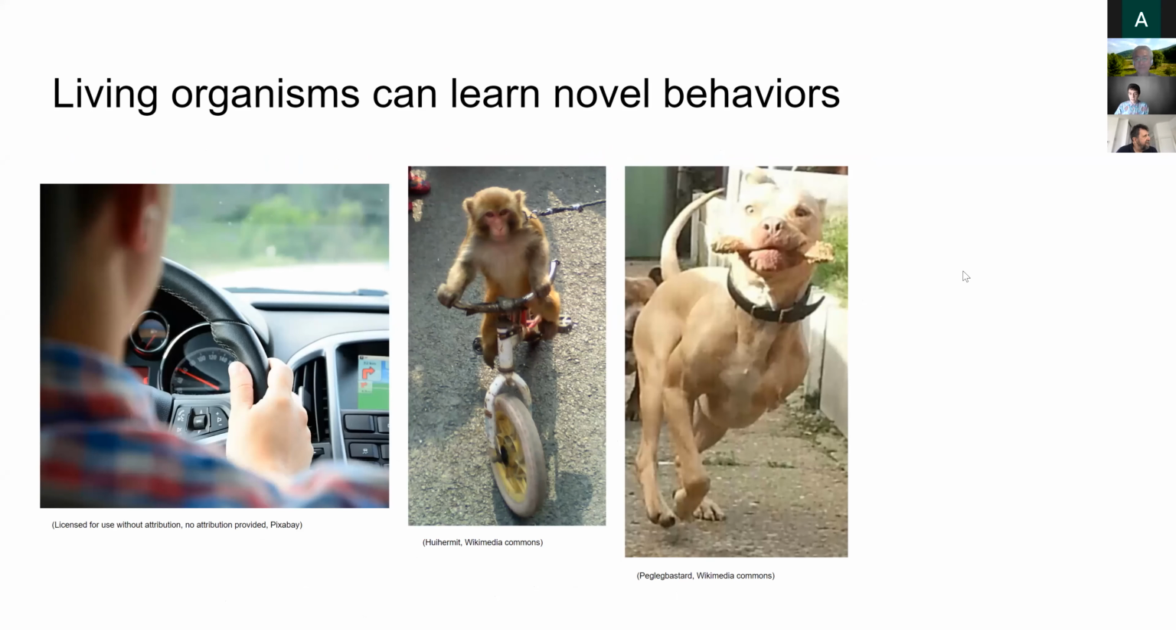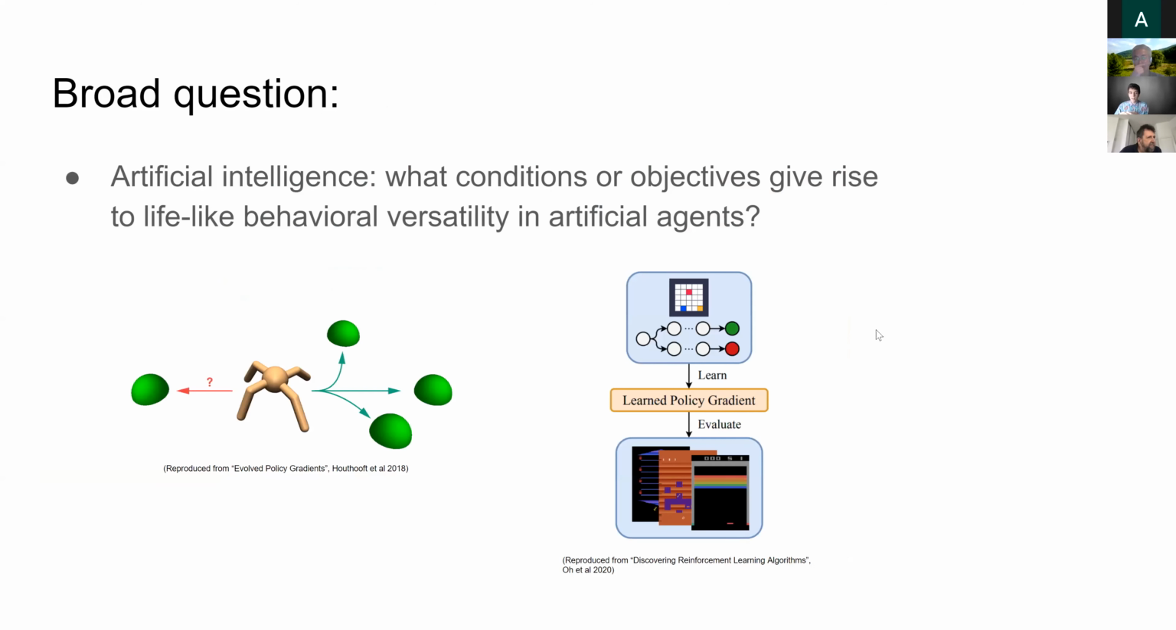Living organisms can learn all sorts of novel behaviors that certainly not all organisms in their evolutionary heritage have needed to learn, and some behaviors that probably no organisms in our evolutionary heritage have needed to learn. For example, humans can drive, a monkey can be trained to ride a bicycle, a dog can learn to run with 3 legs. So a question that has emerged recently, and frankly for the full duration of artificial life has been on many people's minds, is what sorts of conditions or objectives can give rise to lifelike behavioral versatility in the artificial context.